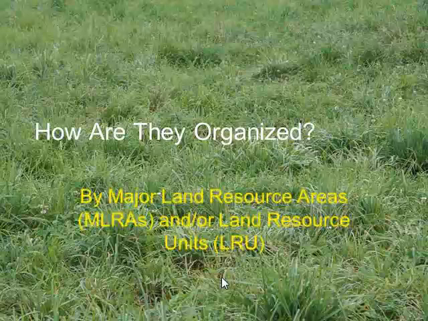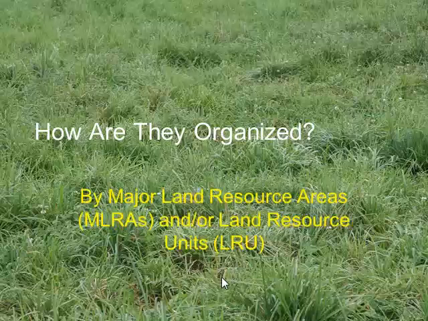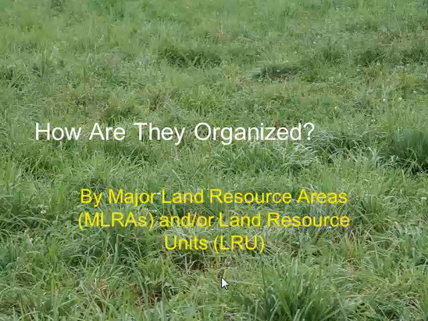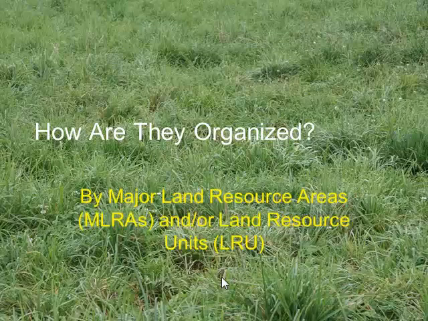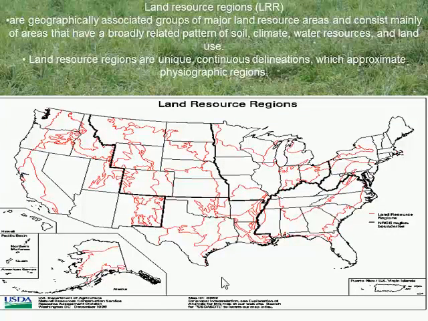So how are they organized? By major land resource area. We're required by policy to do our forage suitability groups by MLRAs. Now you can break it down further than that into land resource units, and I'll show you an example of that in a little bit. First we have these great big broad regions, land resource regions, that our agency uses. As you can see, they have related climate, water, and land use, and that's kind of how they've grouped them.